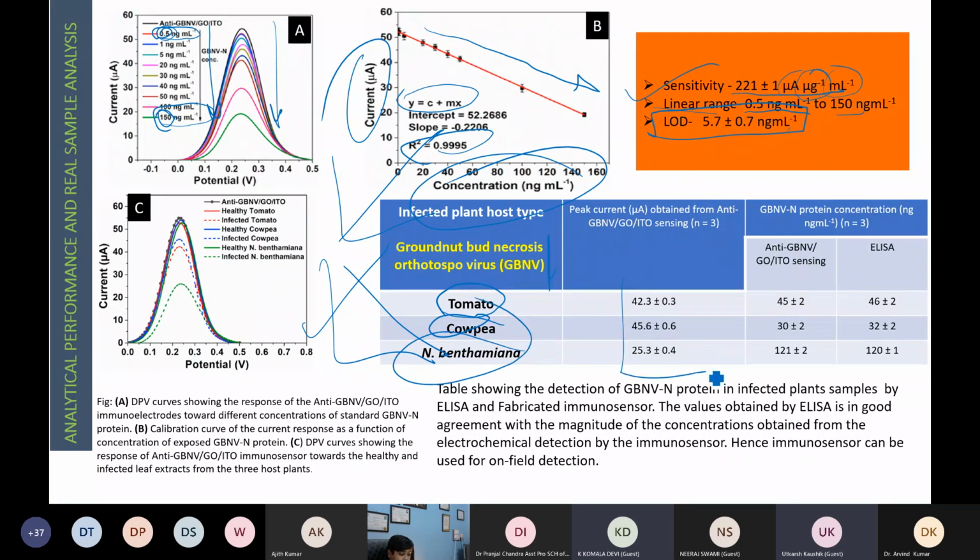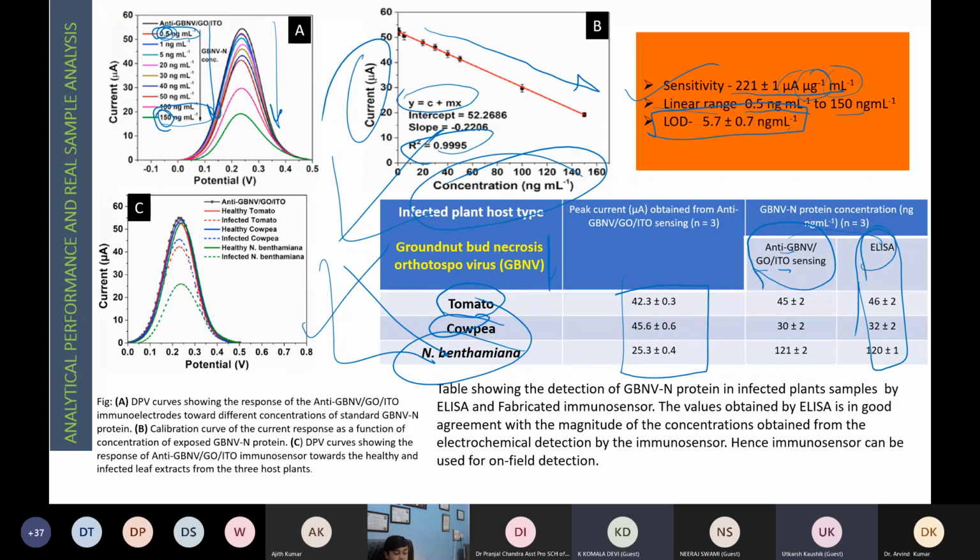They have calculated the peak current in this case, and the comparison has been done with the ELISA also, as I mentioned. So you can do this virus detection using the sensor. That's a sensor basically, where you have used ITO, graphene oxide, and this antibody. A similar antibody has been utilized for the ELISA.